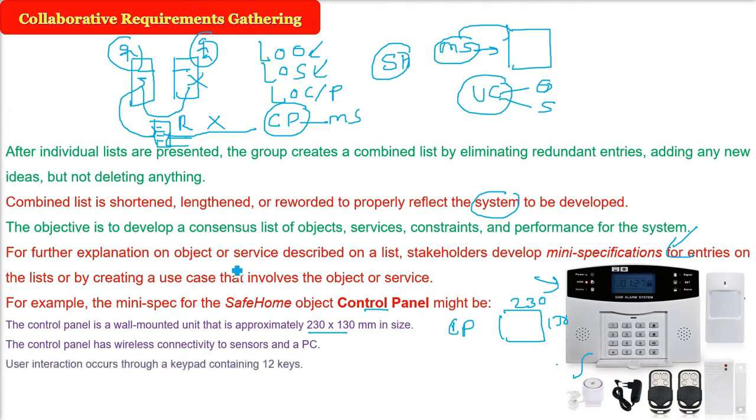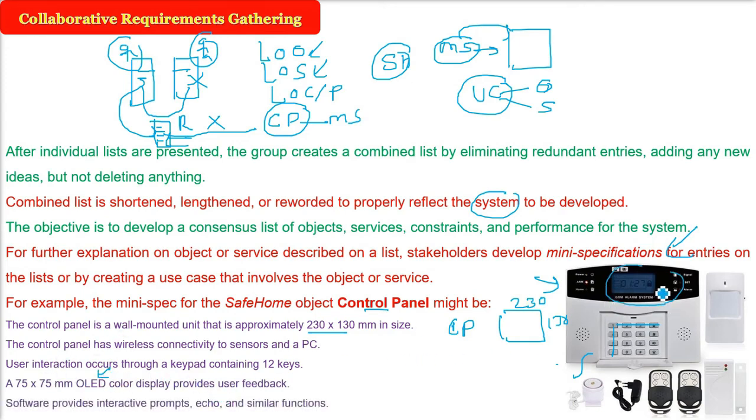User interaction occurs through some keys. The numbers are also provided, a 12-key keypad. There will be a 75 by 75 mm display, which will be an OLED color display. And software will give you prompts, echoes, and certain functions. So this will be a kind of mini spec, right? In order to discuss more about a service or an object.